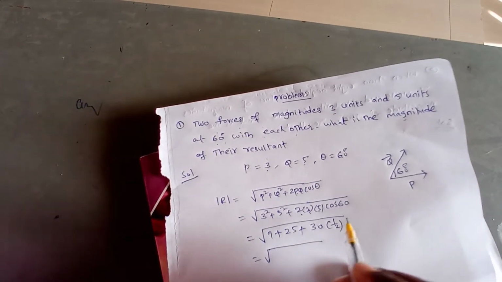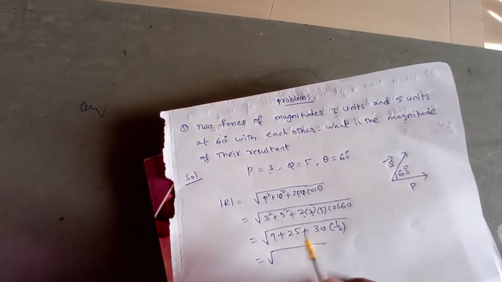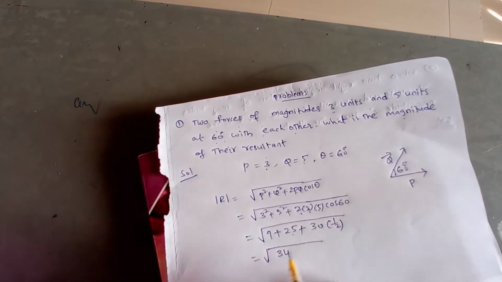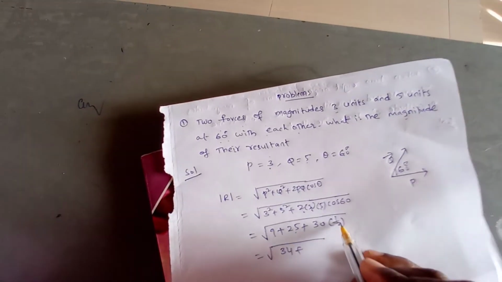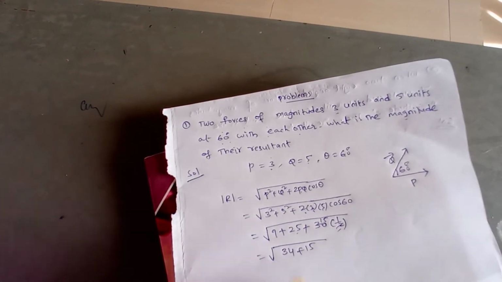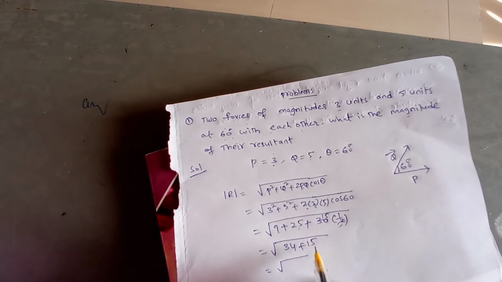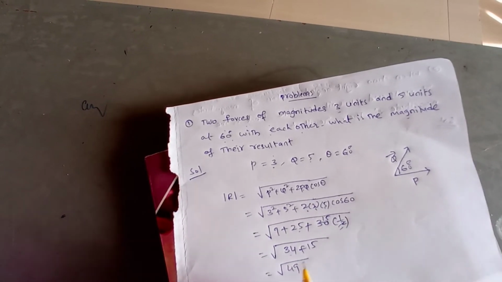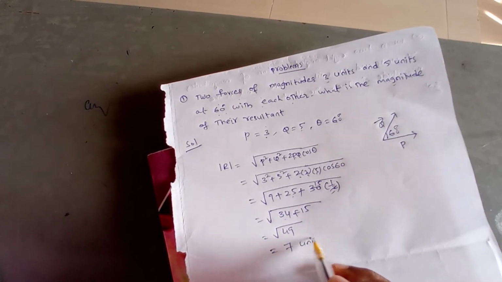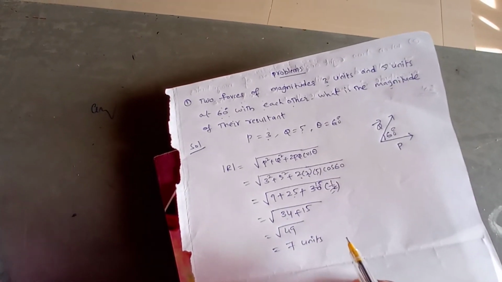Next, under root of 9 plus 25, 34, plus 2 ones are 2, 15 the cancel, plus 15. That is 34 plus 15, that is 49. Root 49 value is 7. What is the magnitude of resultant? 7 units.